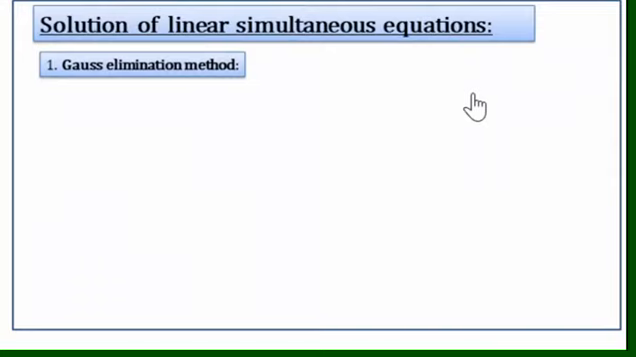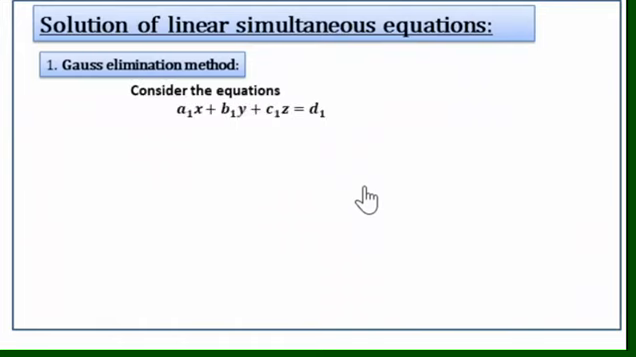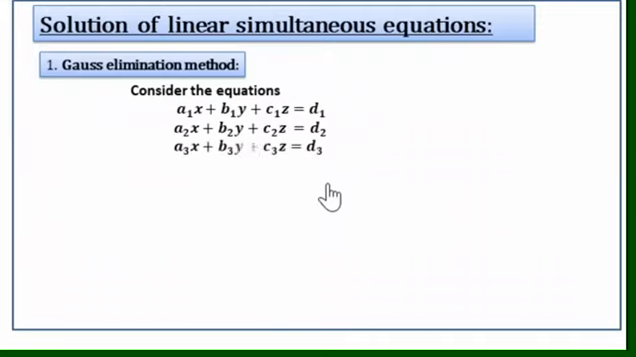The first method to solve the system of linear equations we will be discussing is called Gauss elimination method. For the sake of simplicity, here we consider only three equations with the three unknowns x, y, z. The first equation is a1x plus b1y plus c1z equal to d1. Second equation is a2x plus b2y plus c2z equal to d2. Third equation is a3x plus b3y plus c3z equal to d3.